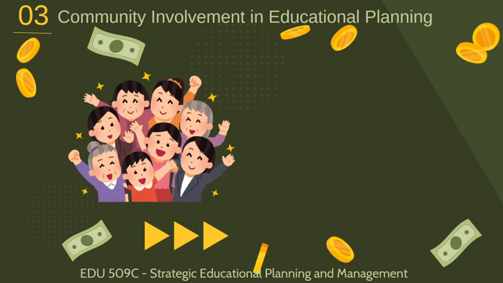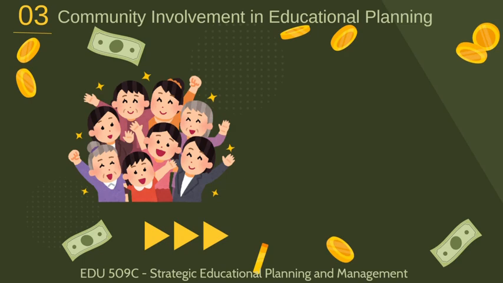The third one is community involvement in educational planning. Local communities play an essential role in the educational planning process. When local stakeholders, such as parents, teachers, and community leaders, are involved in decision making, it leads to more effective and relevant educational solutions.